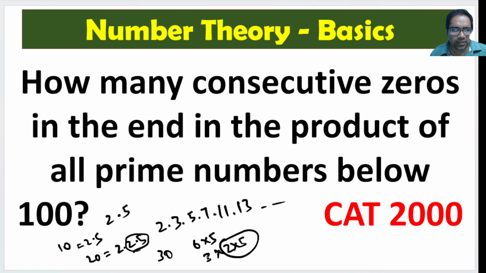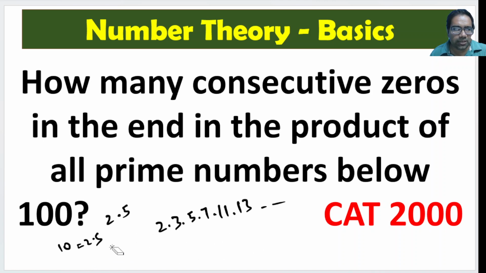This is 2 into 5. This 3 is actually useless. 3 doesn't contribute to the 0. This 2 and 5 contribute to the 0. Now, in this question, how many zeros? That means how many 2's and how many 5's are there in this multiplication?